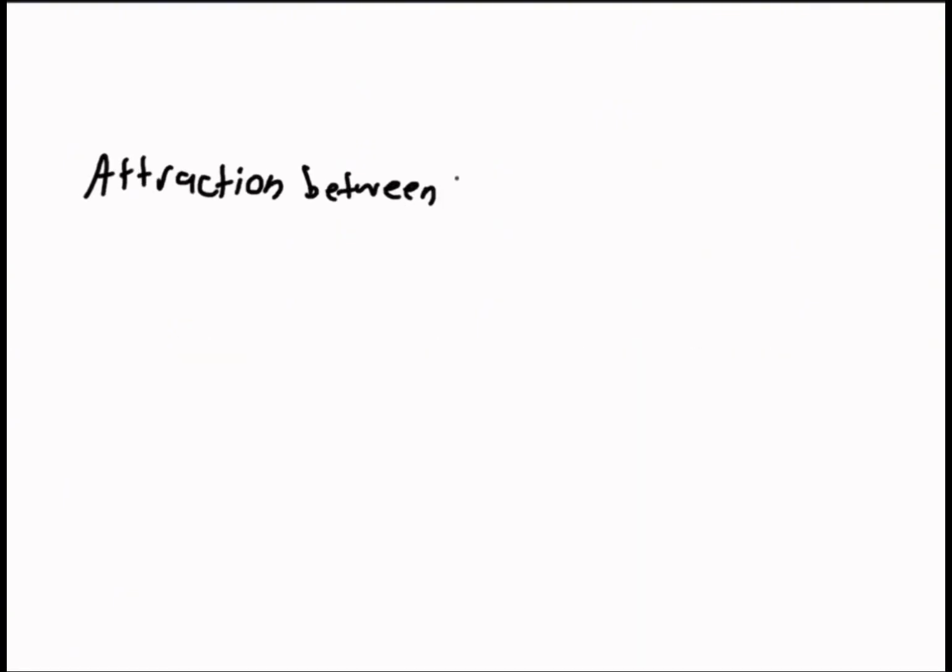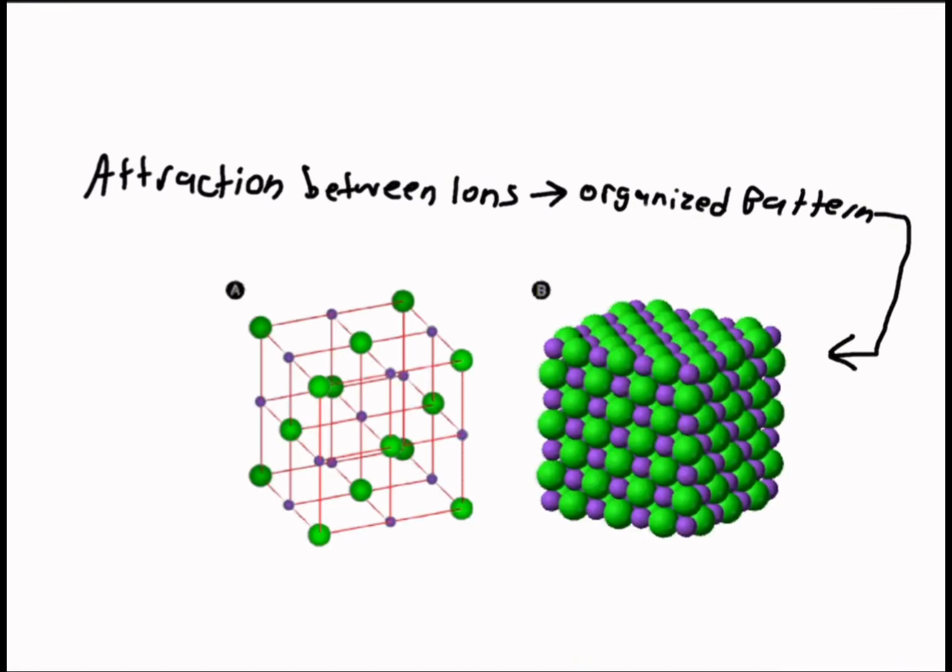The attraction between ions pulls them into a repeating, organized pattern called a crystal lattice. Each positive ion is surrounded by negative ions, and each negative ion is surrounded by positive ions. This arrangement lowers the overall energy of the system and makes ionic compounds stable.